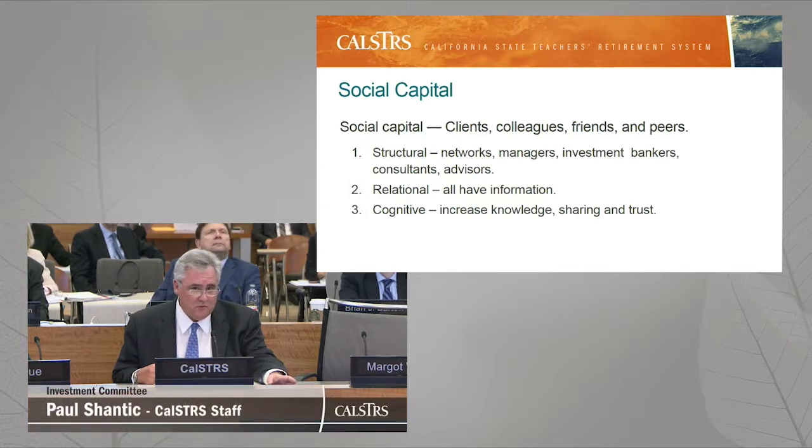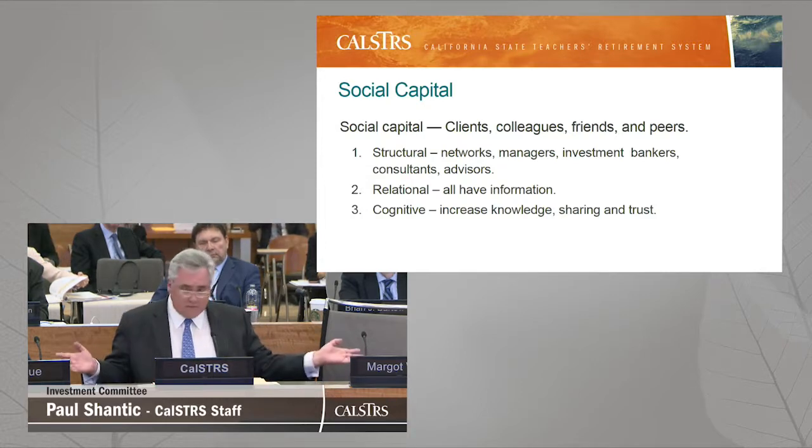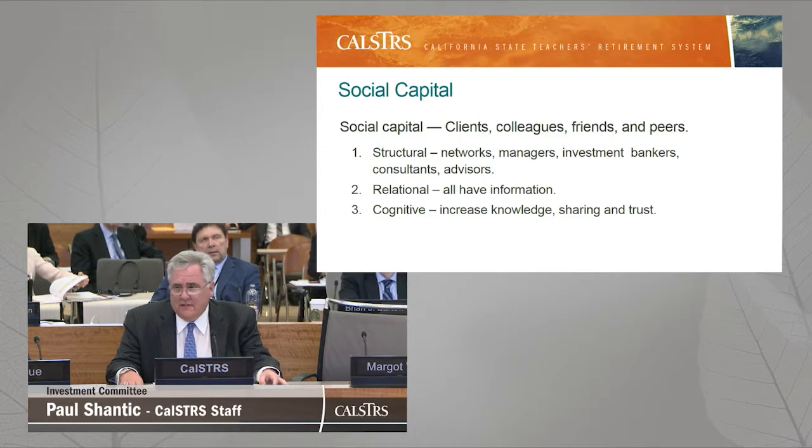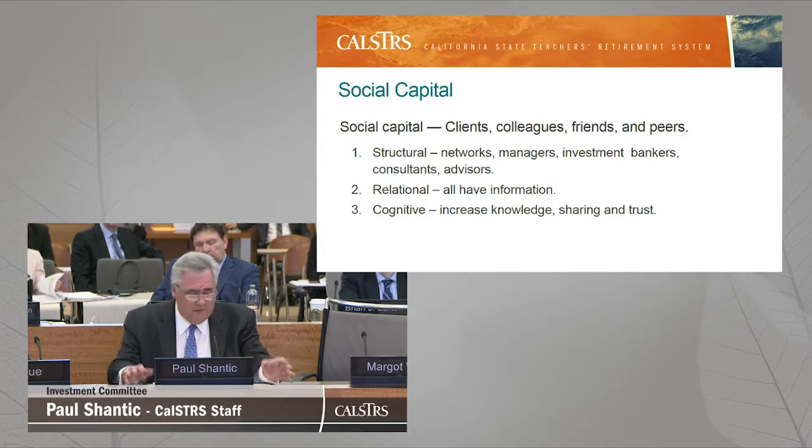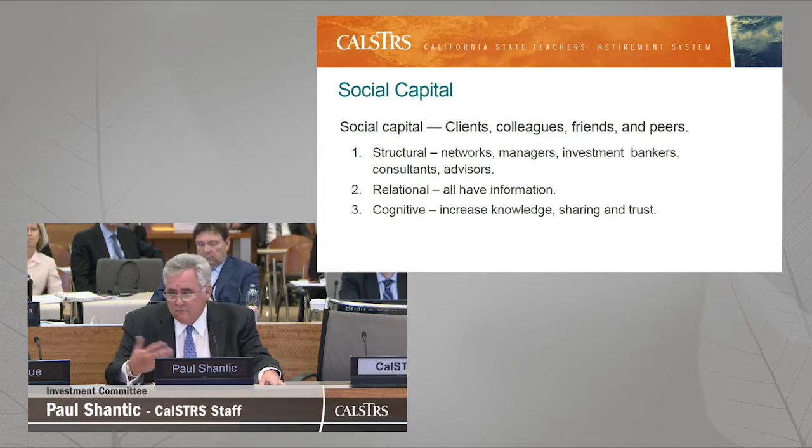Those networks are structural. Folks that you run into at conferences, management, investment advisors, consultants, all those people. It's also relational. In other words, there's a lot of folks with information out there. And what we try to create from that is a mosaic of the investment story. And so those kinds of ties will increase over time. And of course, the best part, cognitive for us here, is we increase our knowledge on staff, the board increases its knowledge, and there's a sharing and trust that goes on between all the parties. That's the idea of this collaborative model that we're trying to build here.